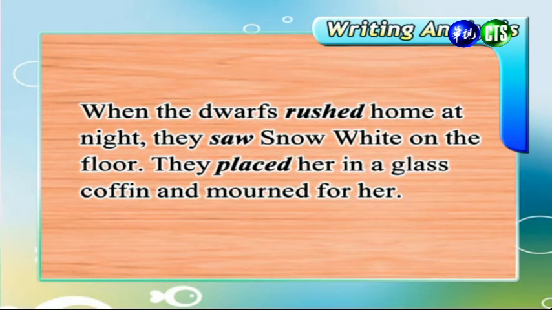All right, and then as we go on and look a little bit later, this is when the dwarves come home at night and they see Snow White. She's on the floor. They think she's dead. And so we have these single events that are happening in progression. They rushed, they saw, and then they placed. And so we're using the simple past tense for these three events.